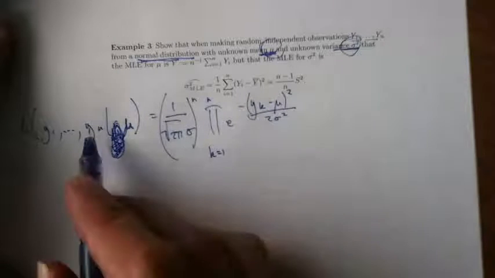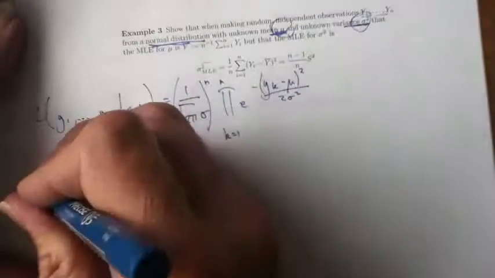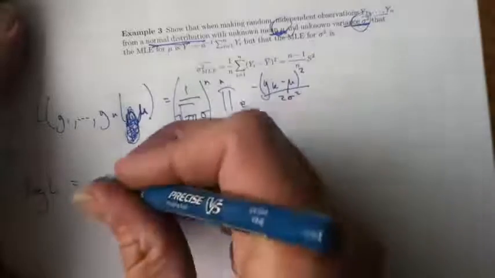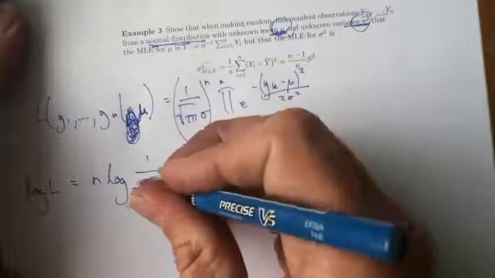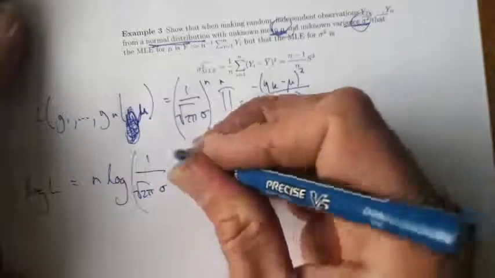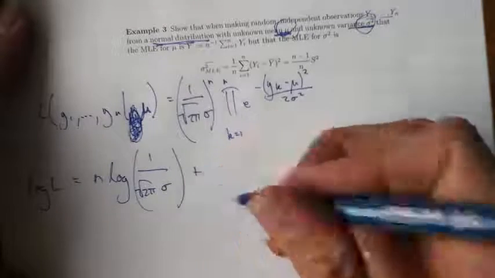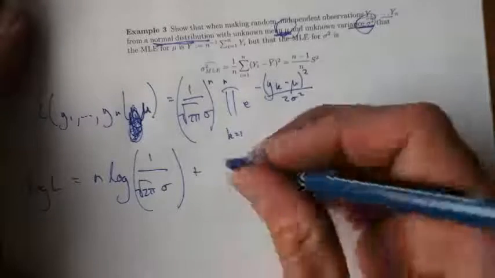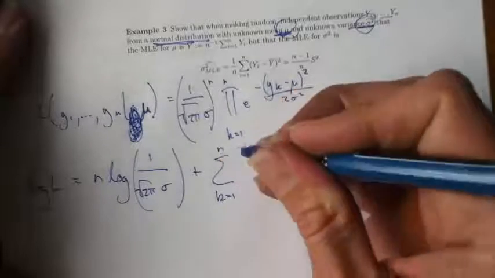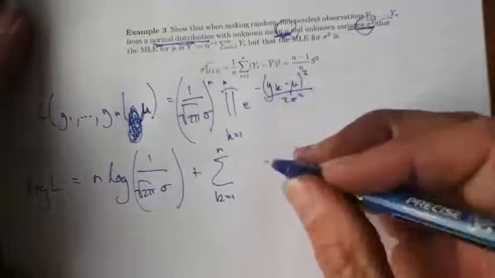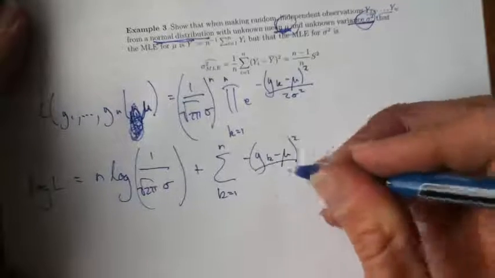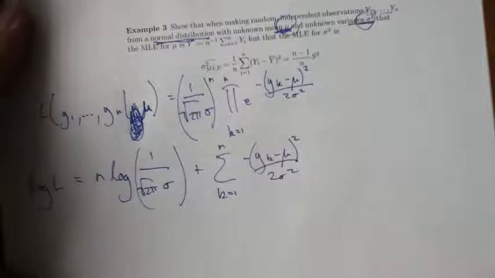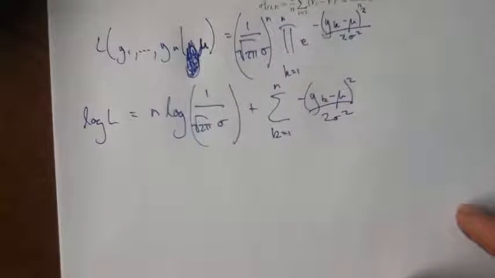Okay, so now let's go ahead and take the log of all of that. The log of the likelihood function then is, this first part will give me n times the log of 1 over root 2 pi sigma. Okay, and then plus, remember the log of the product is the sum of the logs, right? The log of all this stuff is just going to give me the exponent, negative (yk minus mu) squared over 2 sigma squared.